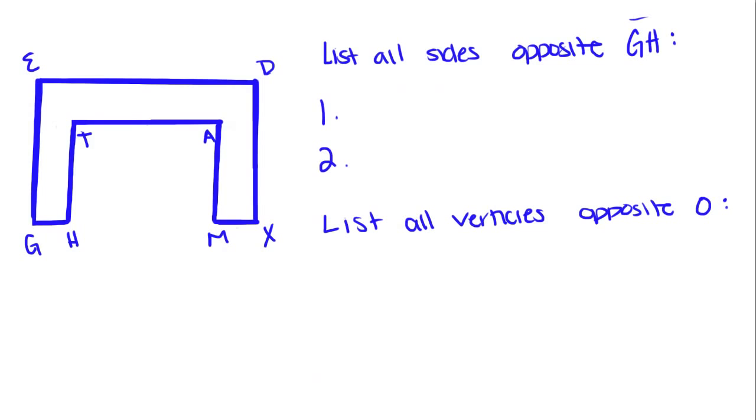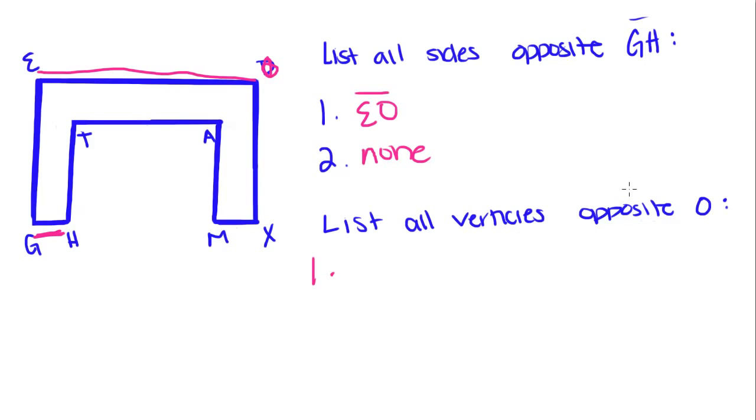So now list all sides opposite GH. So GH is right here. Opposite sides are sides that fall across from this side. So EO falls opposite it, and that actually is the only one that's opposite GH. So for number 2, we'll just write none.